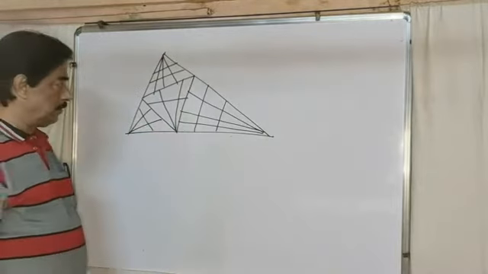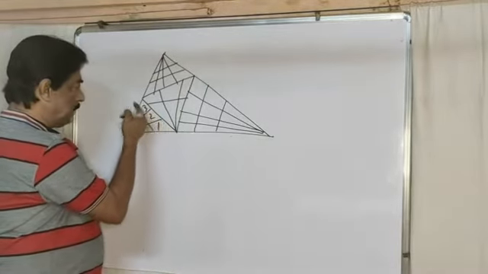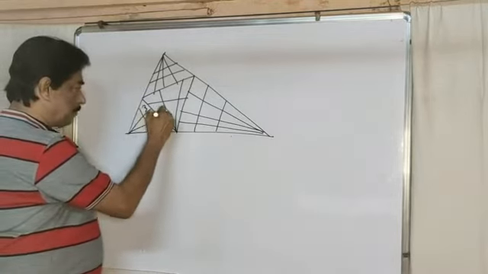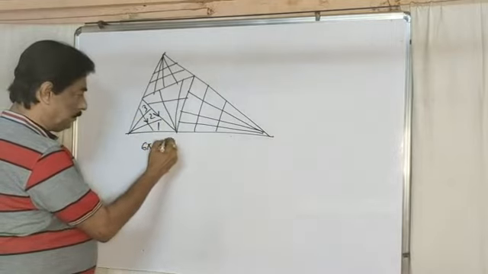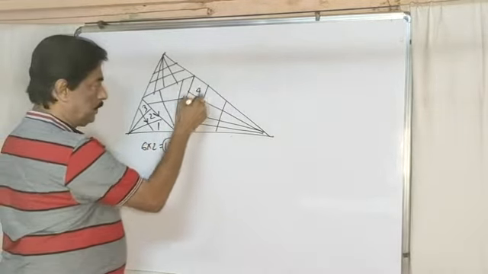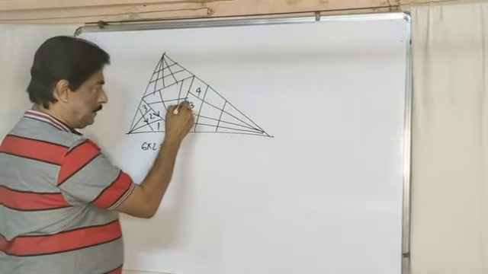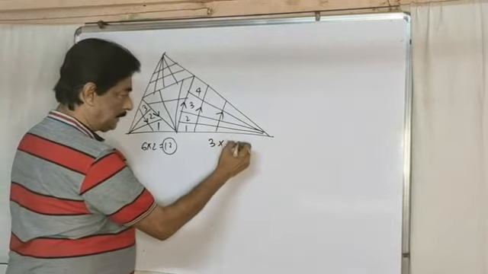Now, one by one. Start from this triangle. 1, 2 and 3. Totally 6 for one line. For two lines, 6 into 2, 12 triangles. Case 2. 1, 2, 3 and 4. For one line, there are 10. 1, 2 and 3 lines. 3 into 10, 30 triangles.